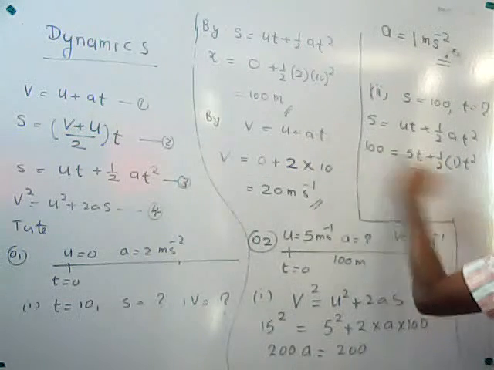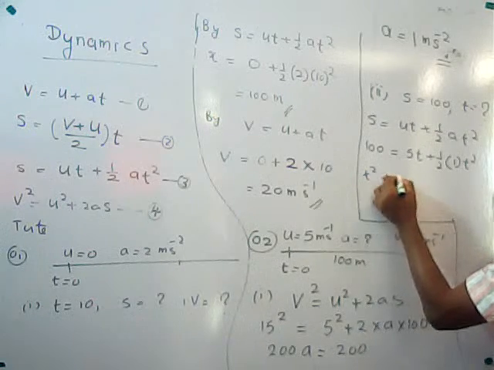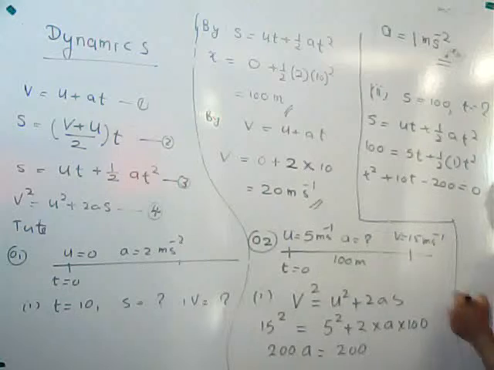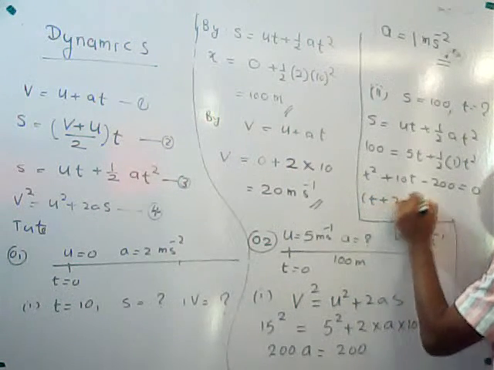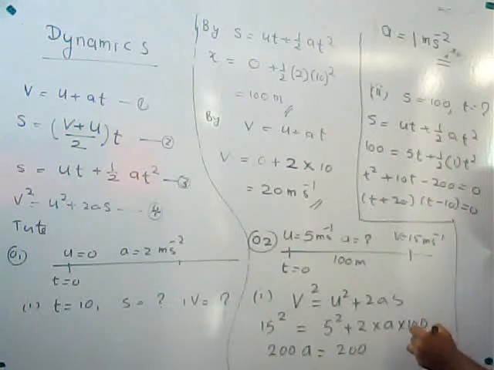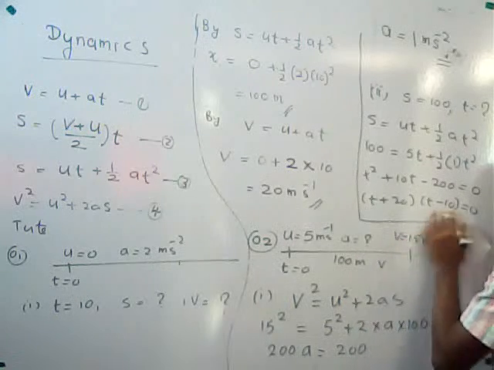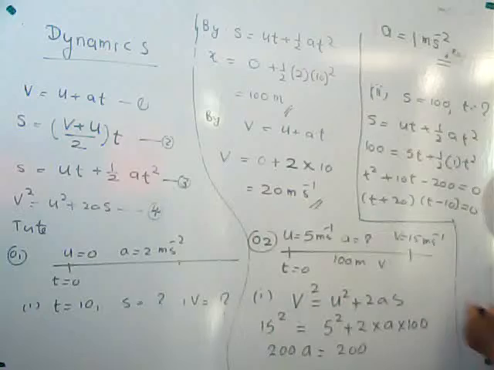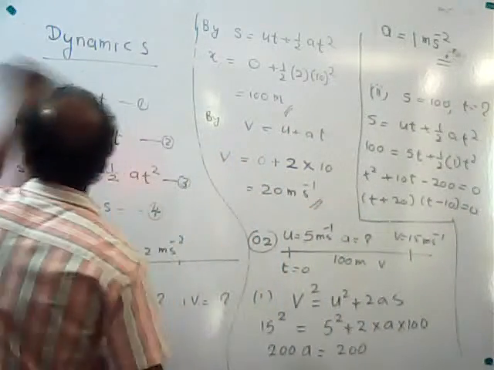You can multiply it by 2, you will get t squared plus 10t minus 200 equals 0. So you can factorize it: (t plus 20)(t minus 10) equals 0. I'll continue it here.